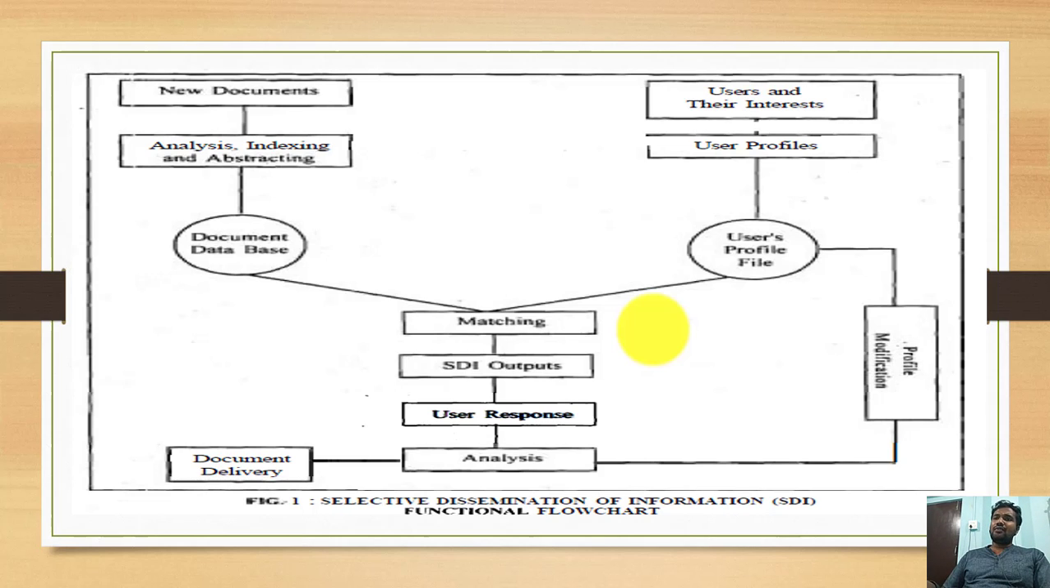This is the diagram of SDI. You can see when we receive a new document here, the document is analyzed, indexed, and abstracted, and the users' profiles are created, and their interest is identified. Now you have two: one is the document database and the other is the user database, that is, the user profile file. Then the matching is done, and if there is any matching, the SDI output will come and the user will be notified of this matching, and the user response is analyzed. If he is interested in the document, then the document is delivered to him, and if there is any mismatch or updation required or changes in his interests, then the profile is modified, and the user profile is ultimately modified through this.